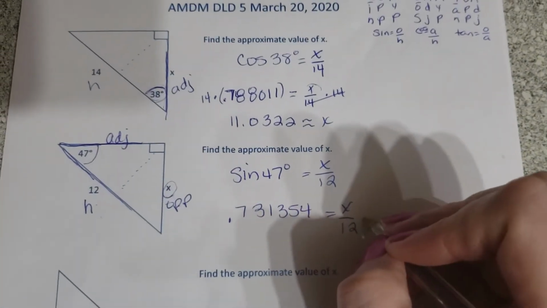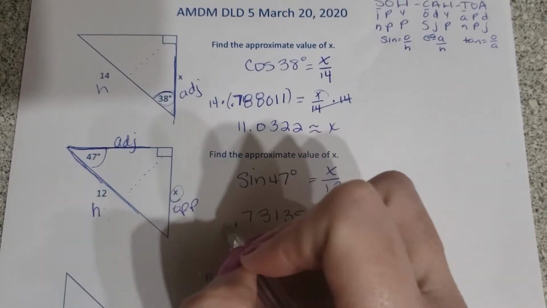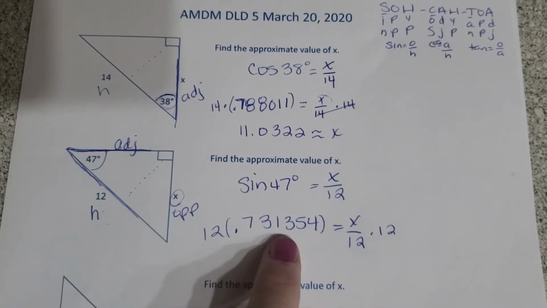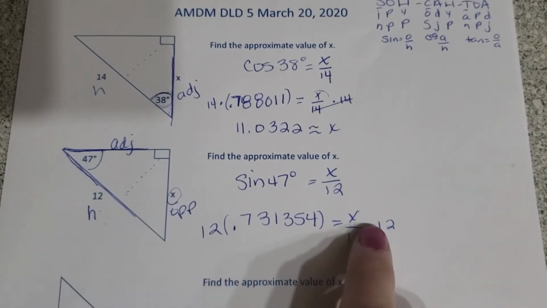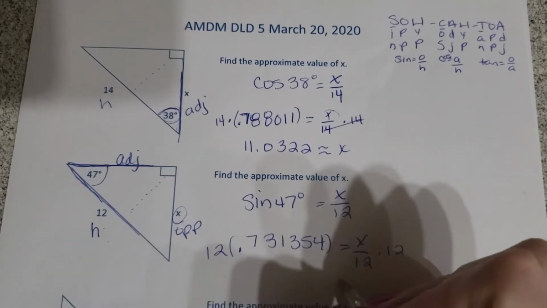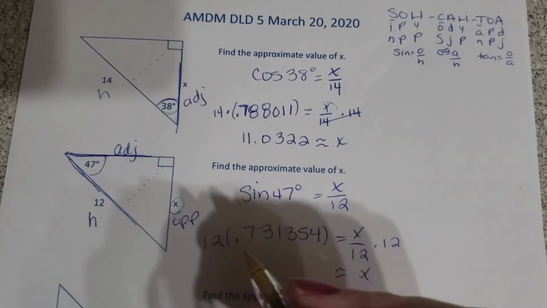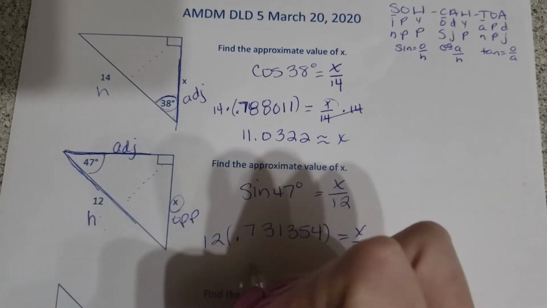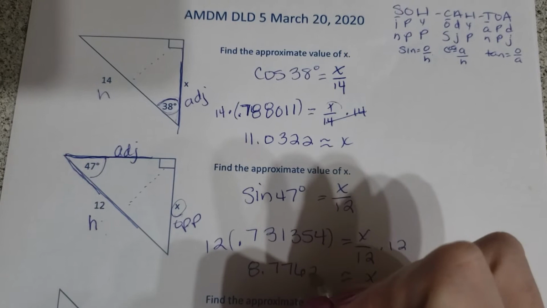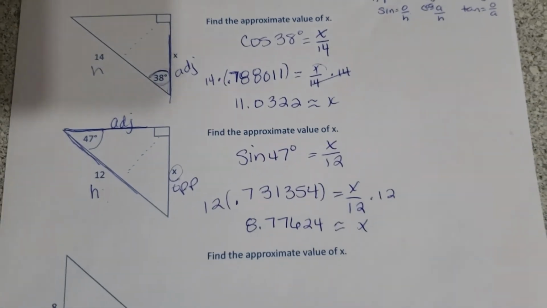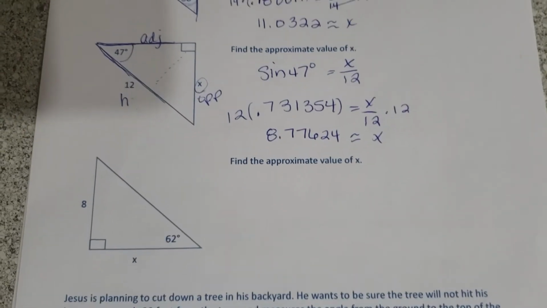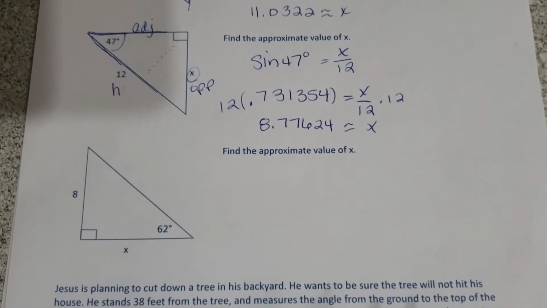So now I want to multiply by 12 on both sides of this equation. So 12 times 0.731354 equals x times 12 divided by 12. So that gives me 8.77624 is the approximate value of x. All right, so let's do one more, and then I've got a little word problem for you down here.